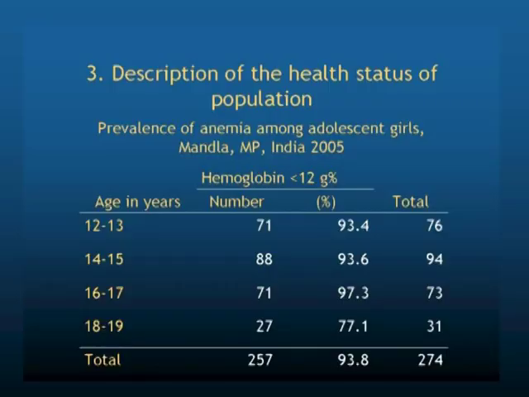And the description of health status in a population, I was telling you about this example in Madhya Pradesh. It said about 94% of young adolescent girls are anemic, with hemoglobin less than 12. So this is a sort of describing. We are going to tell the program manager facts and figures like this, to say that this is the distribution of the hemoglobin status of the adolescent girls.